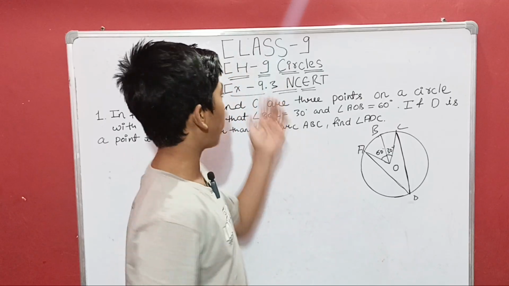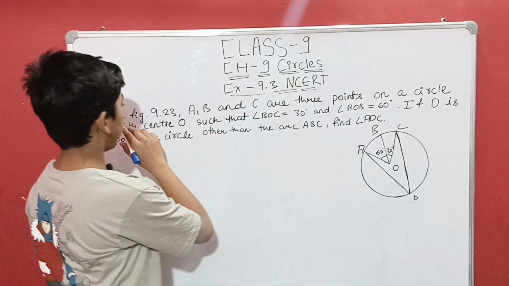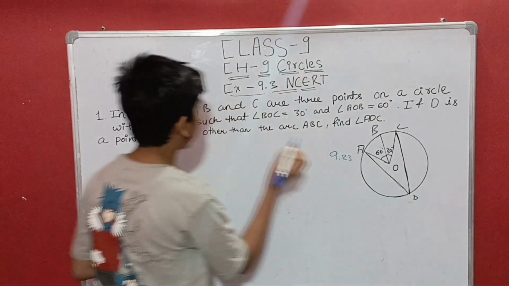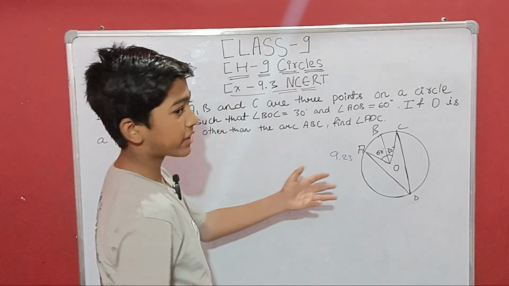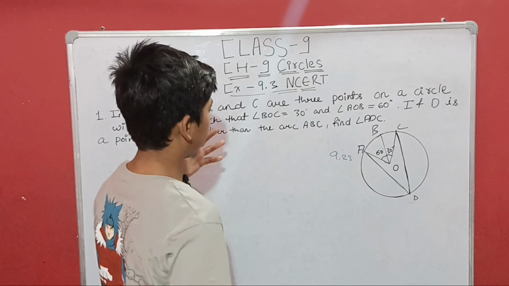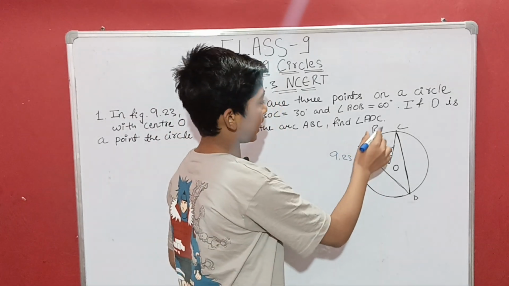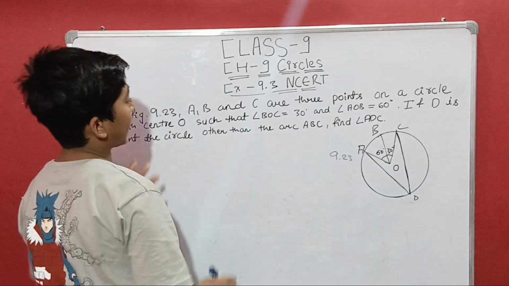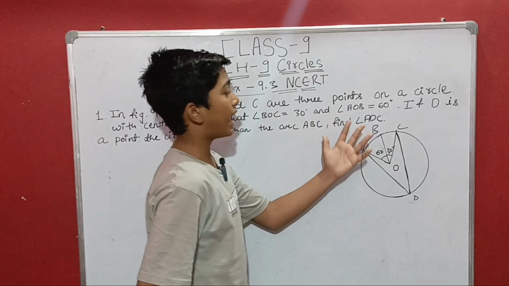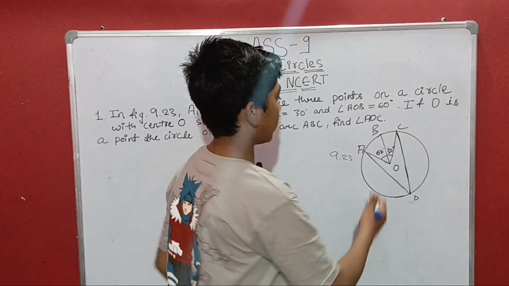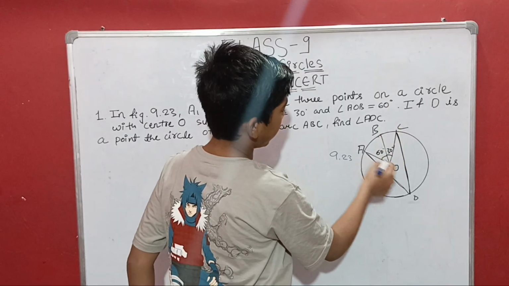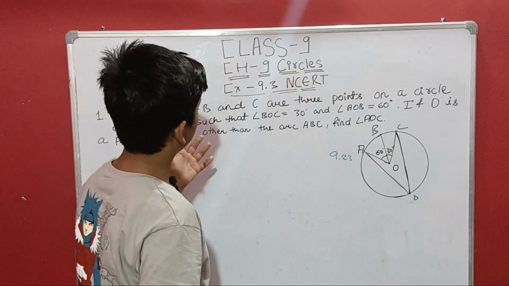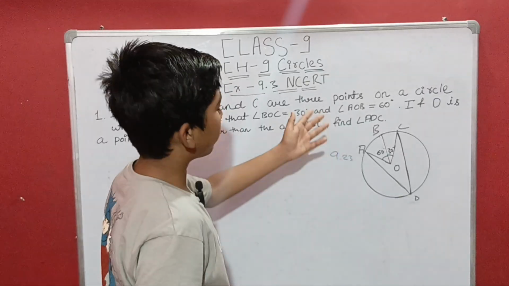So the first question of exercise 9.3 says that in figure 9.23, A, B and C are 3 points on the circle with center O, such that angle BOC is equal to 30 degrees and angle AOB is equal to 60 degrees. If D is a point on the circle other than the arc ABC, find angle ADC.